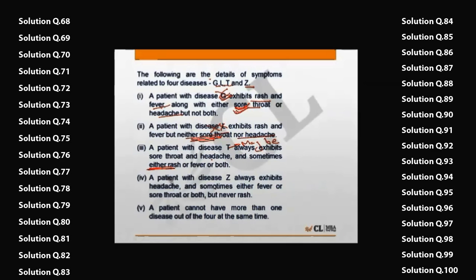Now let's come to the fourth condition. It is given that a patient with disease Z always exhibits headache and sometimes either fever or sore throat or both, but never rash. Mind it. So a person who suffers from disease Z never exhibits rash. Alright. Here you need to be very careful about one of the most basic things: if there's a patient with disease Z, this person will definitely not exhibit rash. But only because a person does not exhibit rash, that does not necessarily mean that person suffers from disease Z. So this also is a case of maybe.